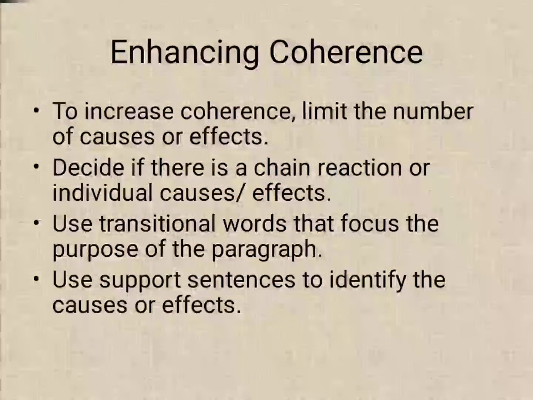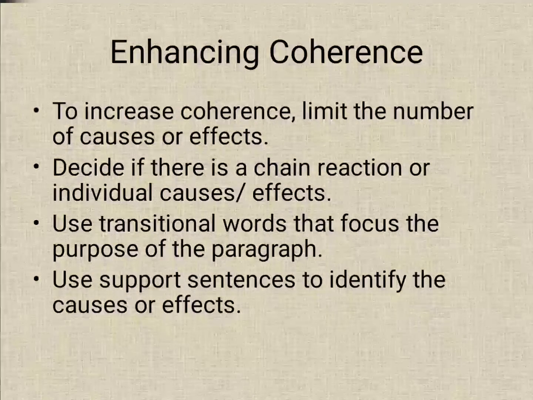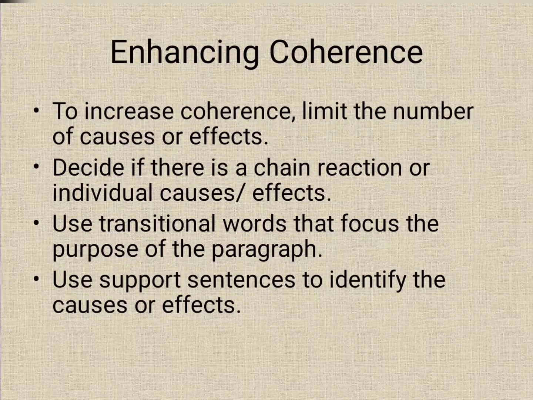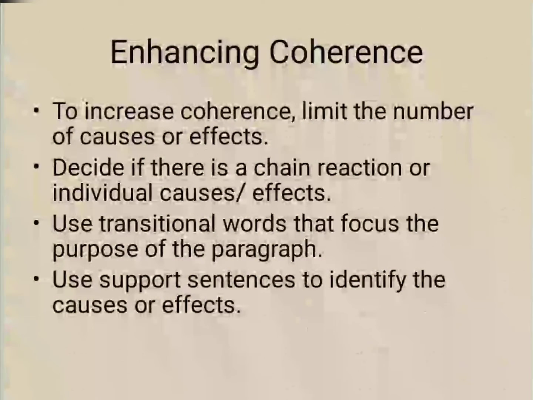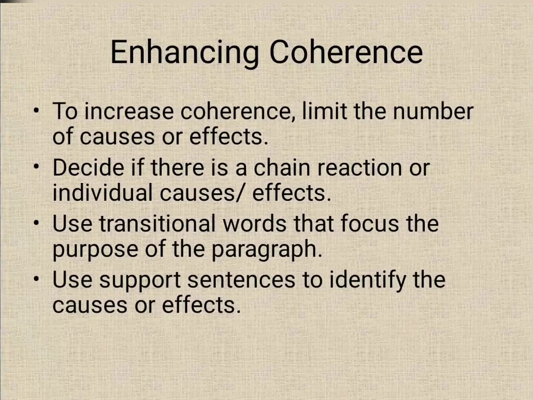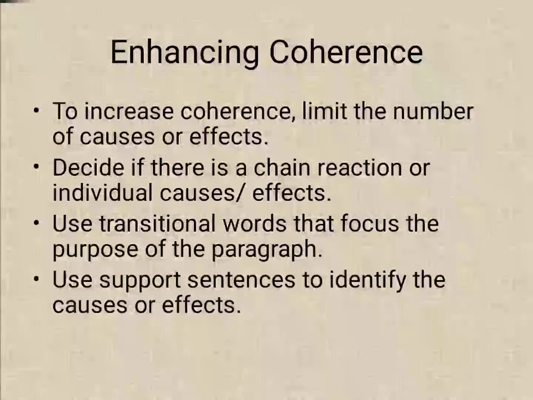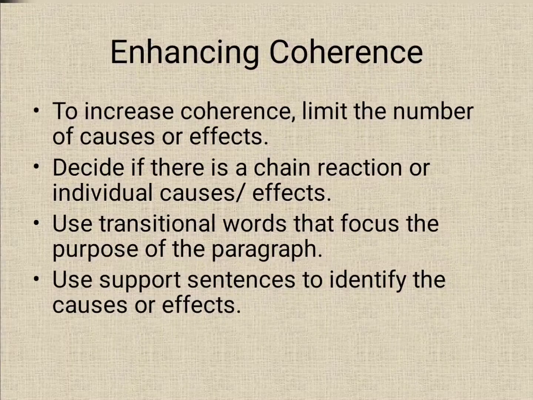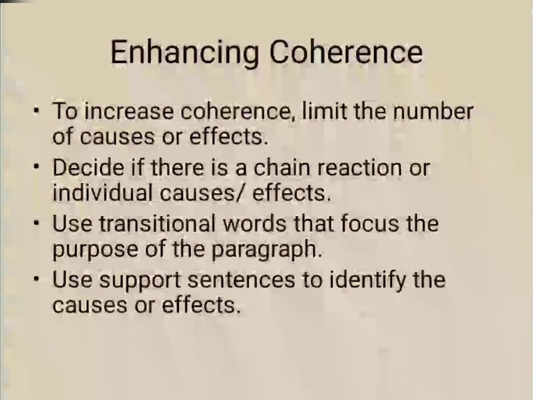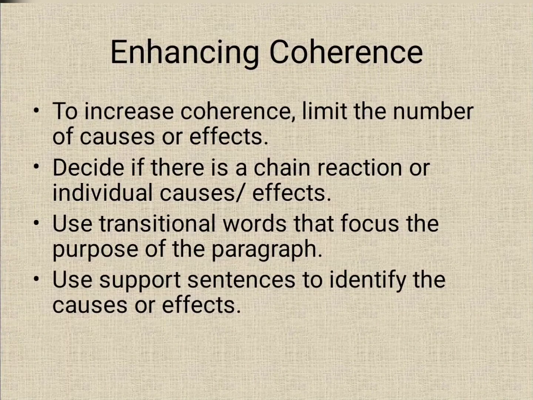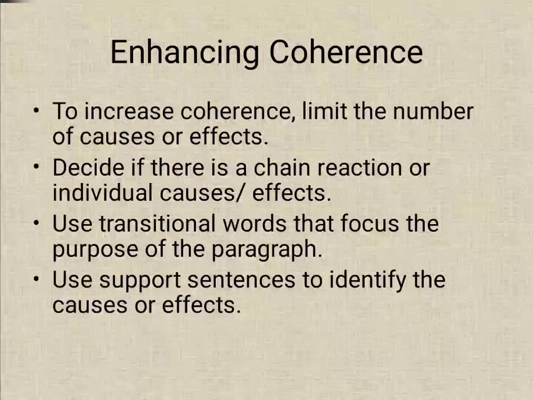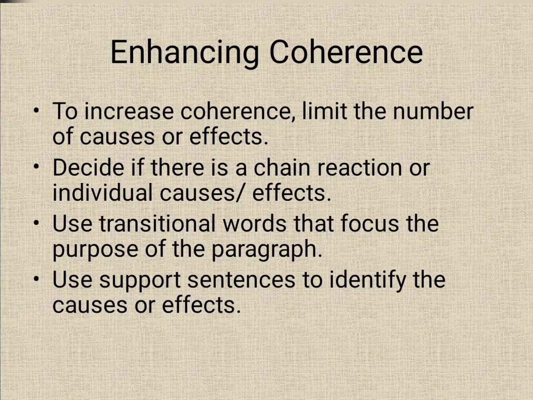To increase coherence, limit the number of causes or effects. Definitely, if we are writing about smoking, there are so many causes that we can list, and we can have so many effects as well. So we have to make sure that we use, let's say, only 5 to 6 causes and effects to defend or elaborate the topic of smoking, the bad habits or effects of it. If we try to cover everything that is related to smoking, whether it is positive or negative, we will not be able to achieve unity as well as coherence.